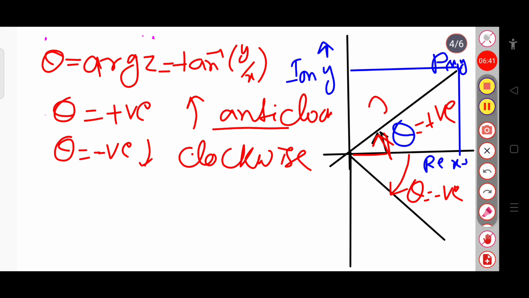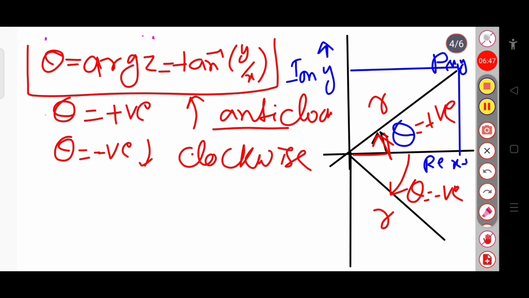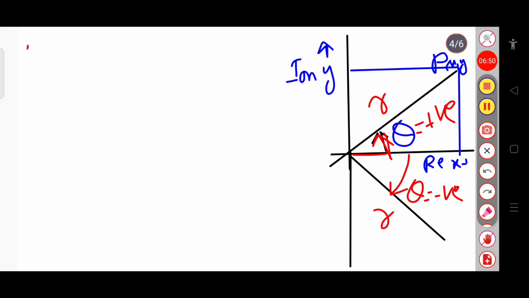This distance is r, and also this distance is r. This is known as the argument of z, the small argument of z. There are two properties of argument. First property is the argument of z1 into z2. Here z is my complex number, and z1 and z2 represent two complex numbers.